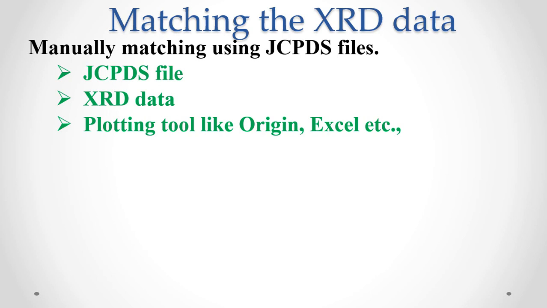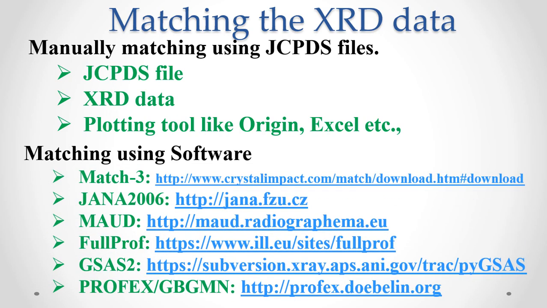In order to avoid this error, I am showing here some software which can help match our recorded data with the standard JCPDS files automatically, and it is an easy method for beginners. These are some of the software. Some are free versions and some are paid versions, so you can download them from the respective websites.